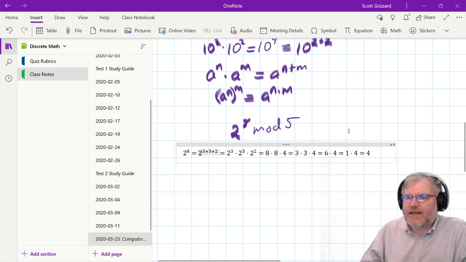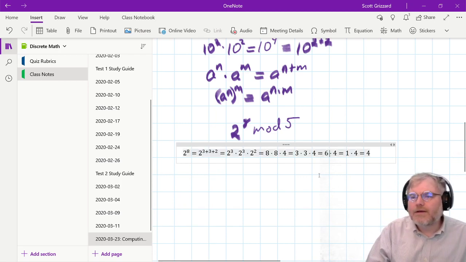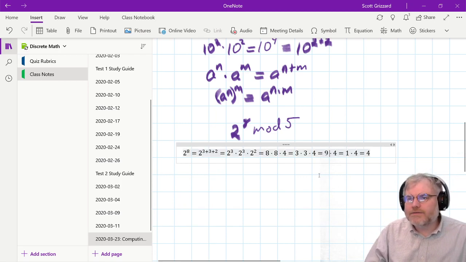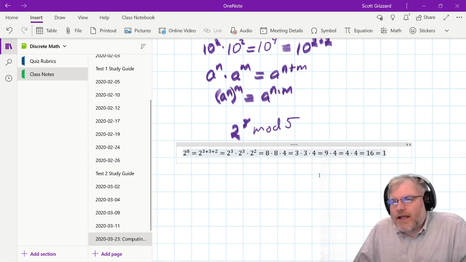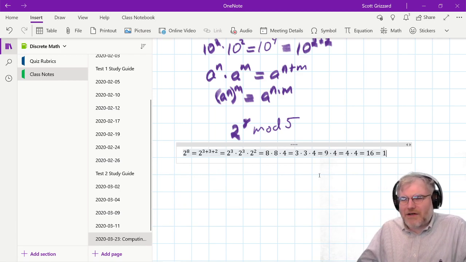Because I'm an idiot. Because that should be 9, shouldn't it? It's been one of those days. So that's 9 mod 5 is 4. There we go. Sorry about that. Which is 16, and 16 mod 5 equals 1. Thank you. Don't I feel like an idiot now? And it's going all over the internet. Which is where you want it to go.